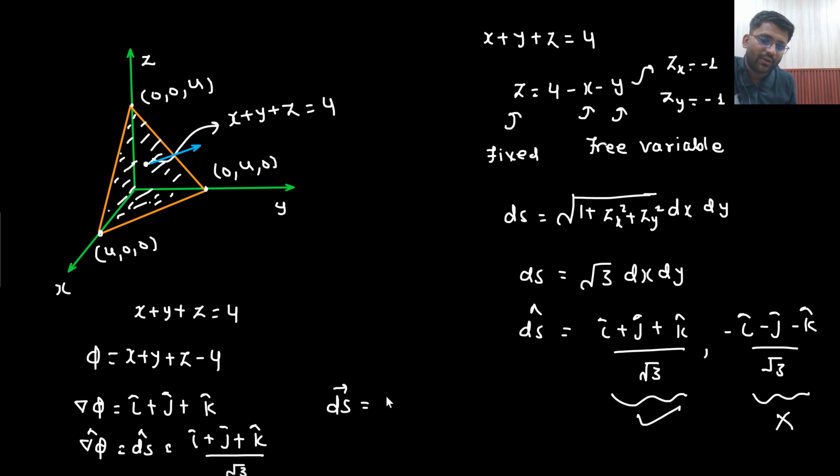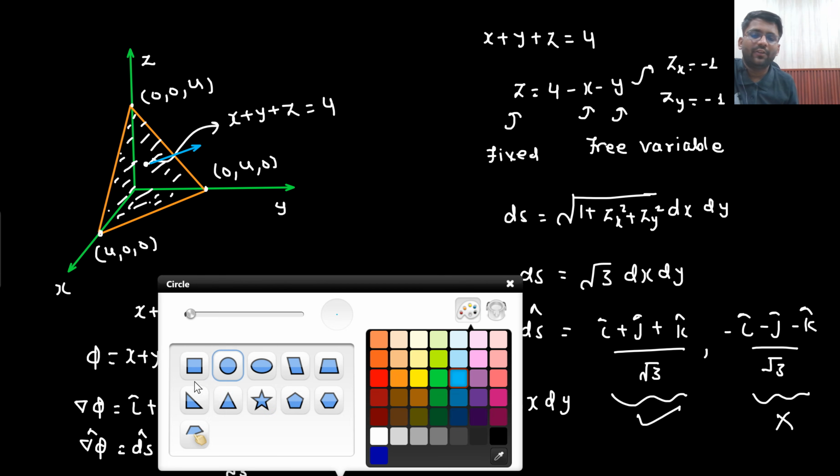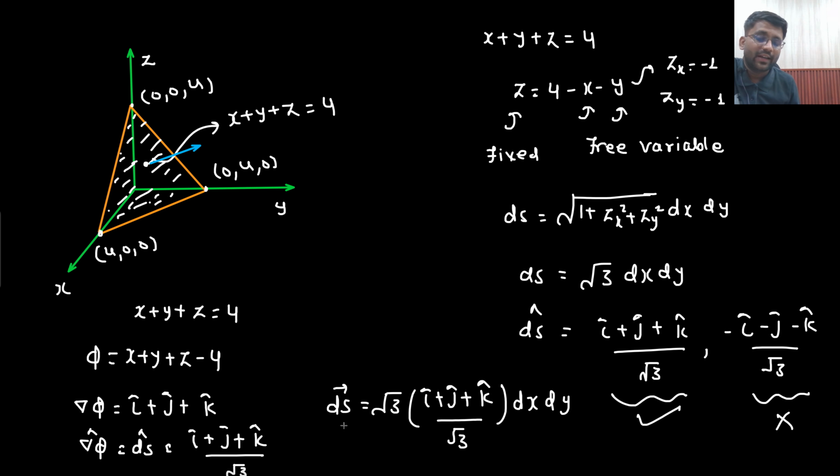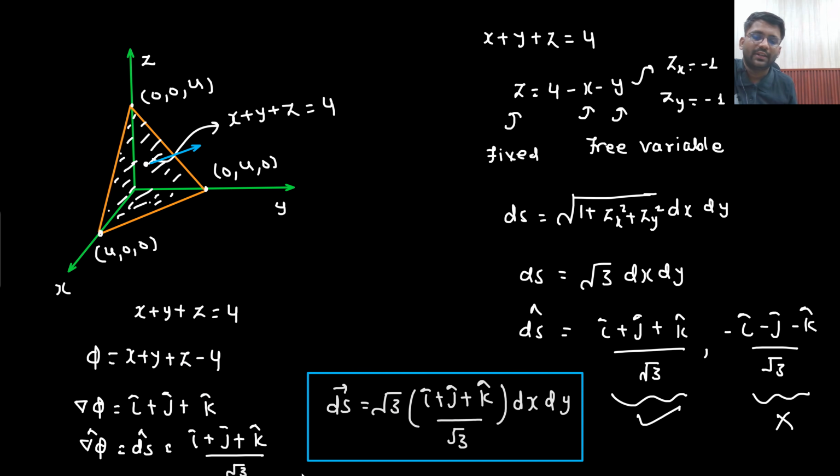So that is coming out to be under root 3 i cap plus j cap plus k cap divided by under root 3. Here it was coming out to be under root 3 i cap plus j cap divided by under root 3 dx dy. This is a big win for you. 99 out of 100 students will not be able to write down this dS vector. I am telling you, they will not be able to write down this dS vector. It is not very straightforward. Okay, it is a big win if you are able to write down this dS vector.